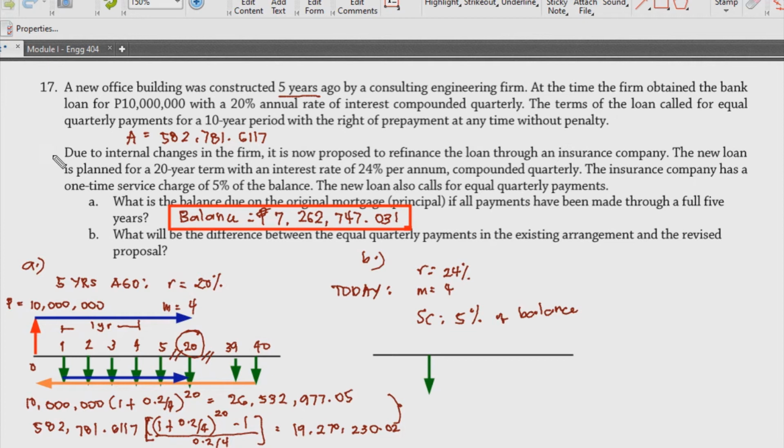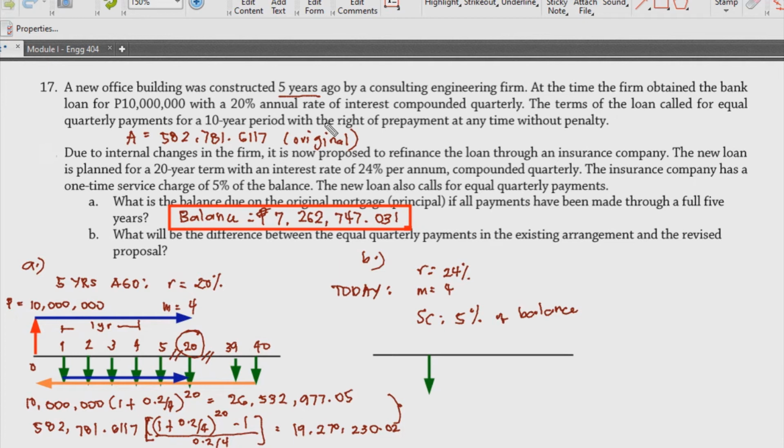Kasi ang gagawin natin is, what will be the difference between the equal quarterly payments in the existing agreement and the revised proposal? So therefore, ang kino-consider is, I need to find the new annuity that I'll be using. So dito kasi, this one is the original. So this is very important in our computation kasi i-consider natin yung ating annuity na original. Now, to determine yung bago nating annuity, we will be recomputing for our cash flow diagram.